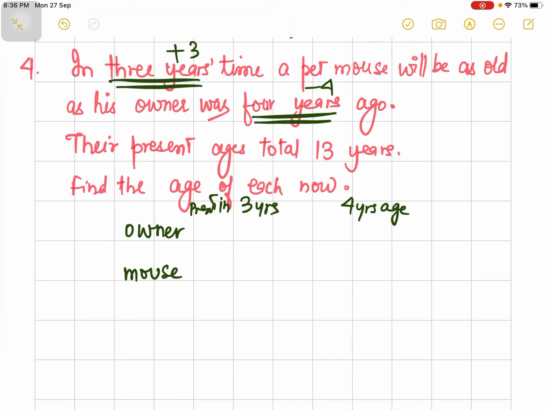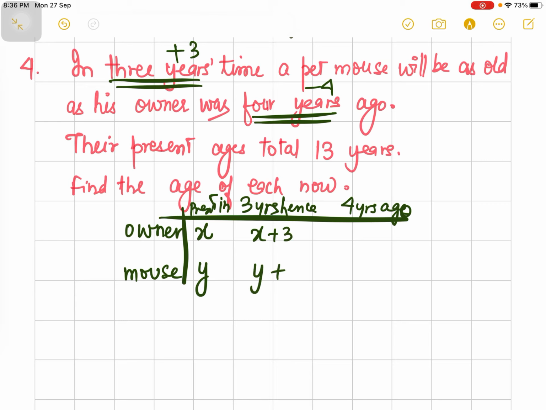Let's say the owner's present age is X and the mouse's present age is Y. After 3 years, the owner's age would be X plus 3 and the mouse's age would be Y plus 3. And 4 years ago, the owner was X minus 4 and the mouse was Y minus 4.